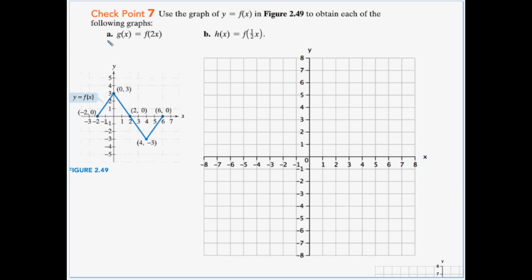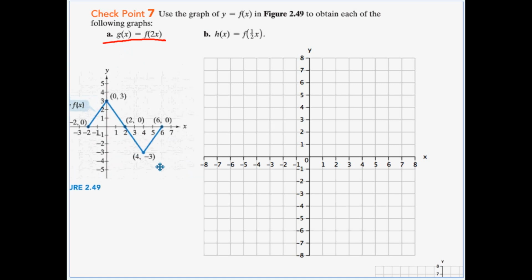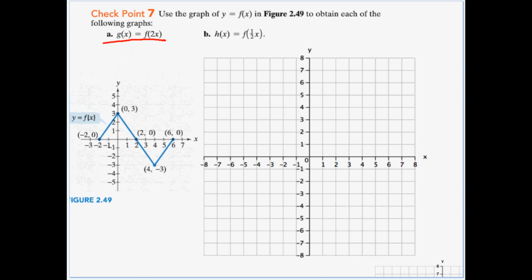Okay, for the first one, part A, remember the 2 in front of the x means we are going to divide all x coordinates by 2. So here we had negative 2, 0, divide that x coordinate by 2, so that would be negative 1, 0. This x coordinate 0, cut that in half, it's still 0, so that'll still be 0, 3. And then here, cut this x coordinate in half, that'll now be 1, 0.